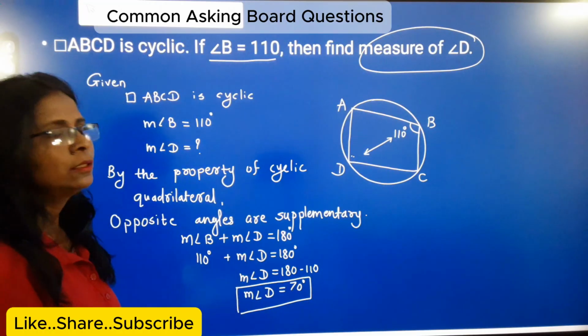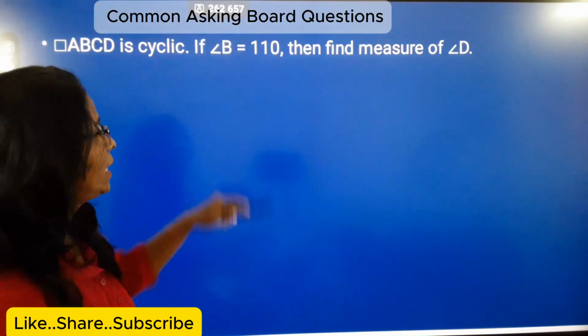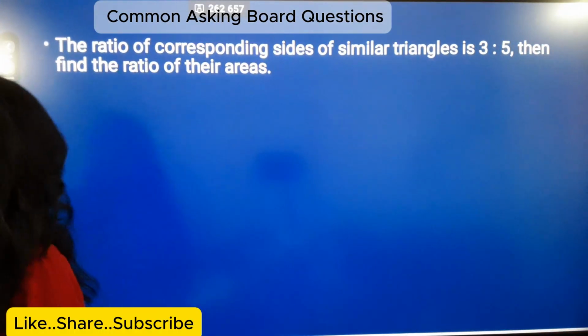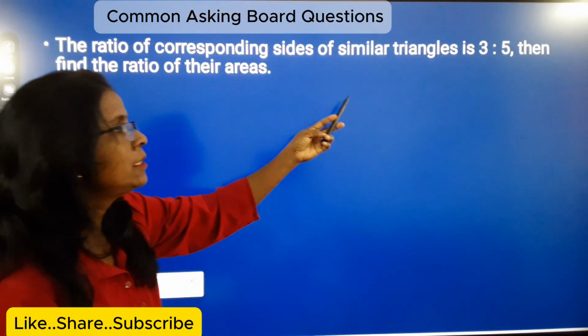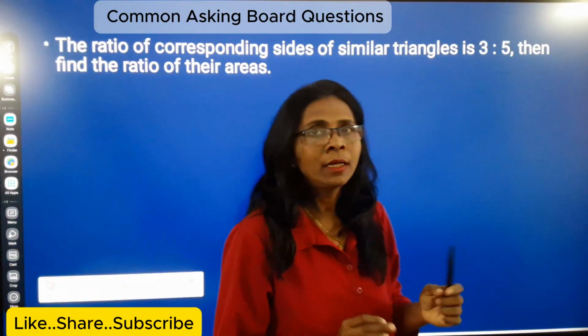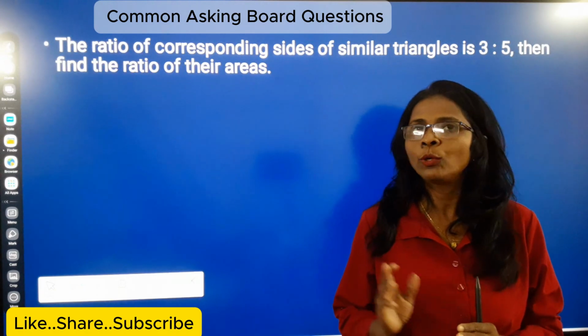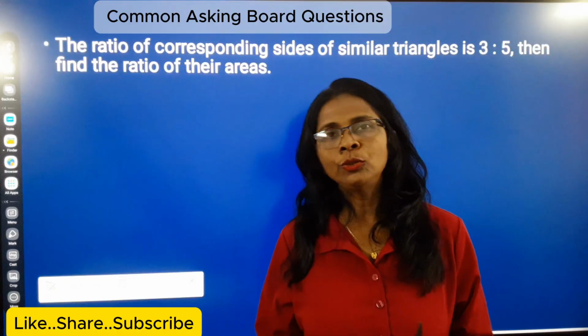Okay students. Then the next example: the ratio of corresponding sides of similar triangles is 3:5. Then find the ratio of their areas. Now students, this question is also frequently asked as a board question. You should do it.